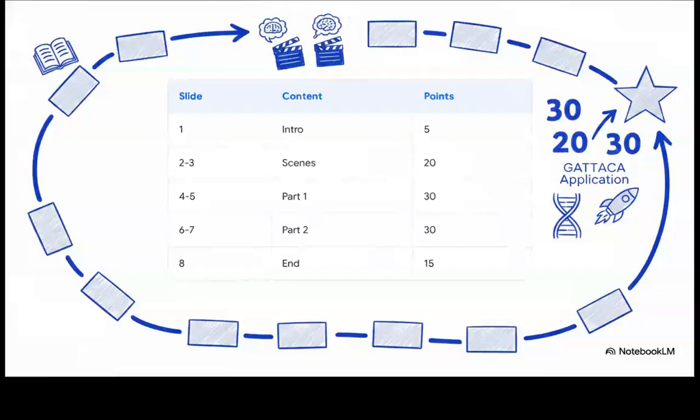Slide 1 is your intro, that's worth 5 points. Slides 2 and 3 are for scene analysis, worth 20 points. Slides 4 and 5 cover Part 1, the academic topic, worth 30 points. Slides 6 and 7 cover Part 2, the GATTACA application, also worth 30 points. And finally, Slide 8 is your conclusion, bringing in 15 points.